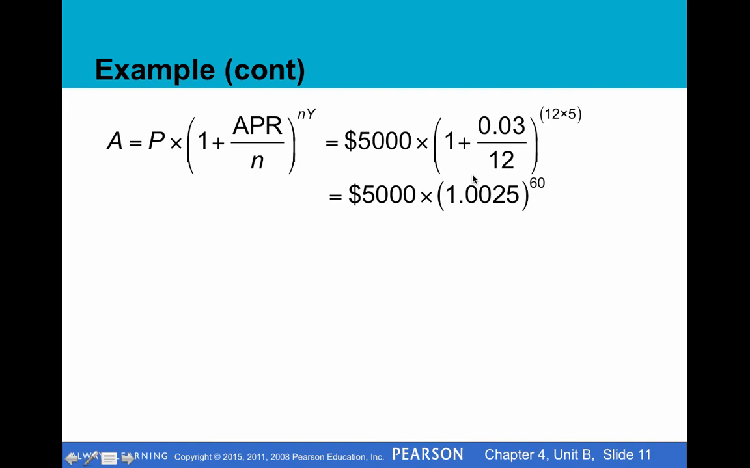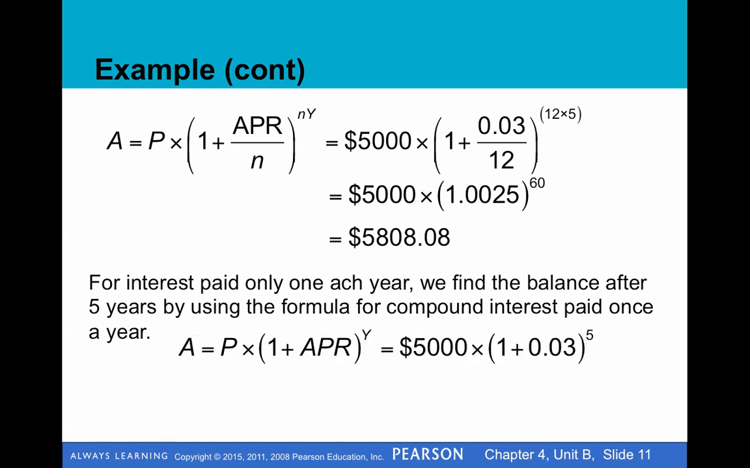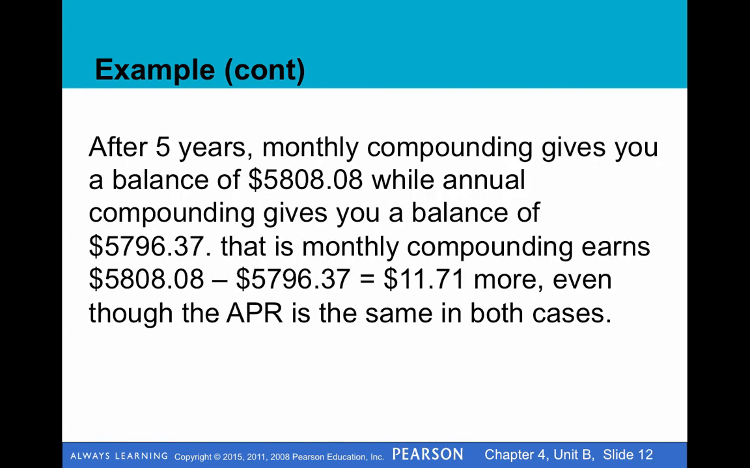So 5,000 times 1 plus 0.0025 to the 60th, because it's 12 times 5, gives $5,808 if we compounded monthly over 5 years. But if we followed the basic compound interest formula, once a year, then we would have this formula, 5,000 times 1 plus 0.03 to the 5th, which is 5,796. We can see a difference of a little more than $10.